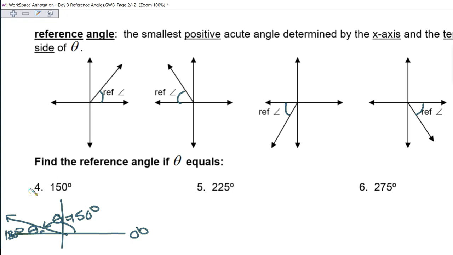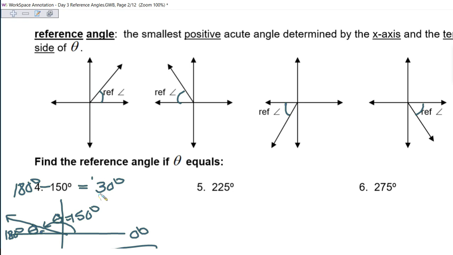Now, I don't want to have to draw a picture each time. So where could I get the 30 degrees from, mathematically? This terminating side is closest to 180 degrees, so it would be 180 degrees minus 150 degrees, which would give me 30 degrees. So what you have to do is determine whether your terminating side would be closer to 180 degrees, 0 degrees, or 360 degrees.